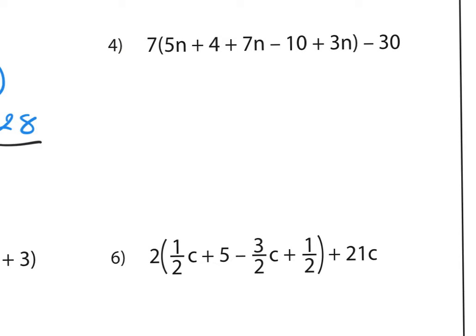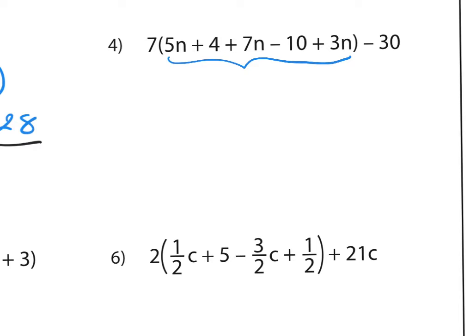All right, so for number 4, we have 7 multiply parentheses of 5n plus 4 plus 7n minus 10 plus 3n, all right, minus 30. So we have to solve inside the parentheses. If you follow PEMDAS, the order of operations, we have parentheses first, then multiplication, right? So we're going to start with parentheses and solve inside them.